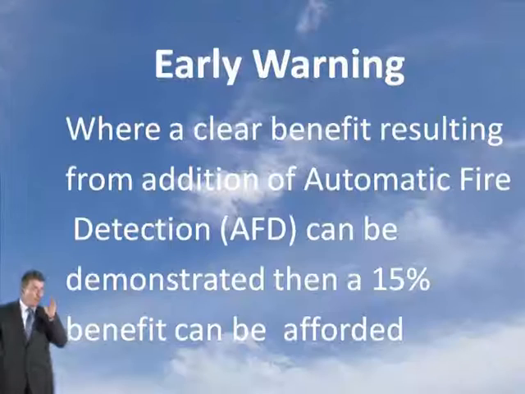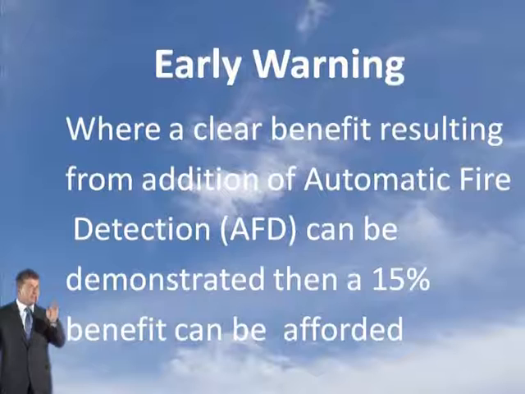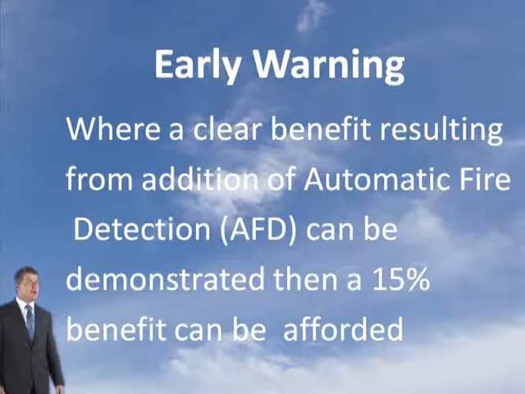What this code does is it clarifies what you can give safely. It'll help you sleep at night. Some people would not vary travel distances because they're scared. They're scared in case somebody dies in there, then they're accountable. It gives you 15%. Where a clear benefit resulting from the addition of detection and warning systems is demonstrated and is appropriate to the circumstances, a 15% increase in allowable travel distances and a 15% reduction in both door width, corridor width and stair width can be applied.